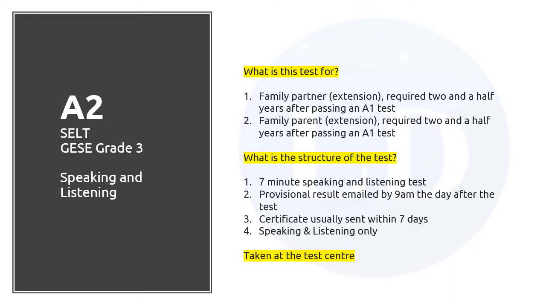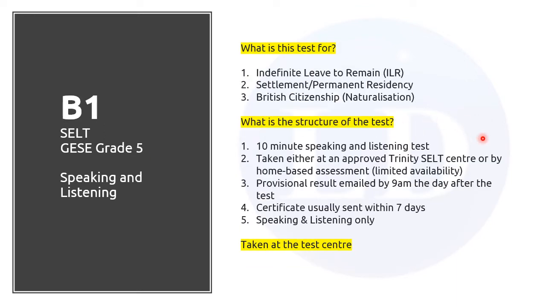Yeah, next, B1, which is a CELT exam, and GESE Grade 5. I mean normally it is known as B1. This is the full name. It's again speaking and listening exam, and this is for those people who are applying for indefinite leave to remain. You could see the process, step by step. So first, for example if you come here as a spouse, then you extend it for another 2.5 years. So after 5 years, spouses can apply for B1.